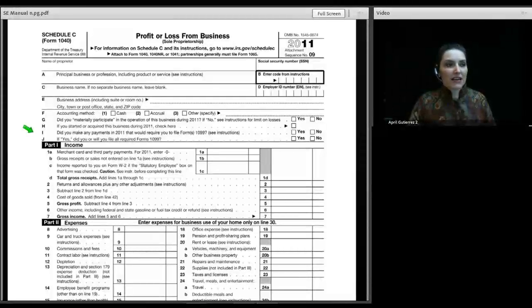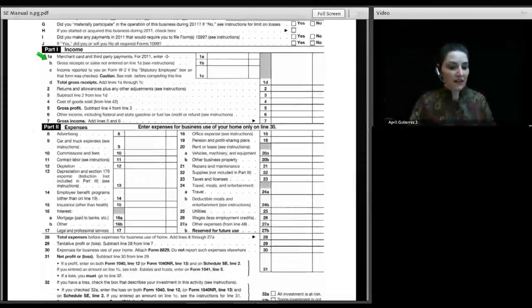So we're going to spend some time talking about who is required to file these forms and how to file the forms. And not only that, what happens if you file the forms wrong, you file them late, you file them not at all? What happens in those events? We're going to spend some time talking about that. Then we'll move on to income, and the income section is even interesting. We've got line 1A, merchant card and third-party payments. Line B, gross receipts or sales not entered on line 1A. Income reported to you on a Form W-2 for a statutory employee. Add them all up, total gross receipts. And then returns and allowances plus any other adjustments. What do they mean by that?